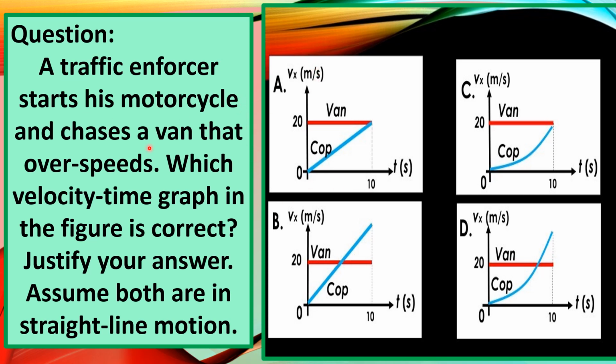So, for our final answer to this question, it is clear that among the four options, it is the graph in option B that correctly depicts the situation given in this question. So, option B is our best answer. So that completes our video tutorial for this episode.